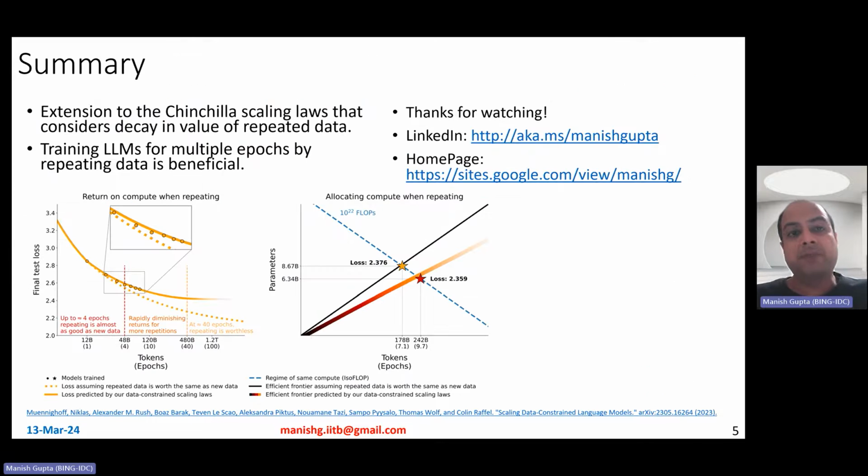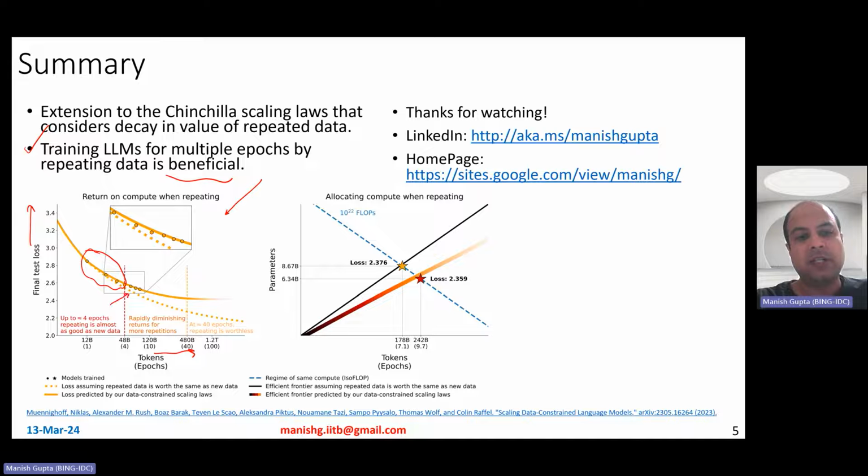Okay. So in summary, in this paper, people came up with an extension to the chinchilla scaling laws that considers decay in the value of repeated data, right? If you repeat the data because of data constraint settings, what does the law look like? Okay. And they also talked about training LLMs for multiple epochs by repeating data and found that repetition of data is beneficial. Okay. So this chart just shows the same thing. The x-axis is number of tokens or epochs, the y-axis is final test loss. And what it says is that repeating data is beneficial, especially if you're repeating up to, let's say, 4 times. So if you do 4 epochs, it's great because it's almost as good.